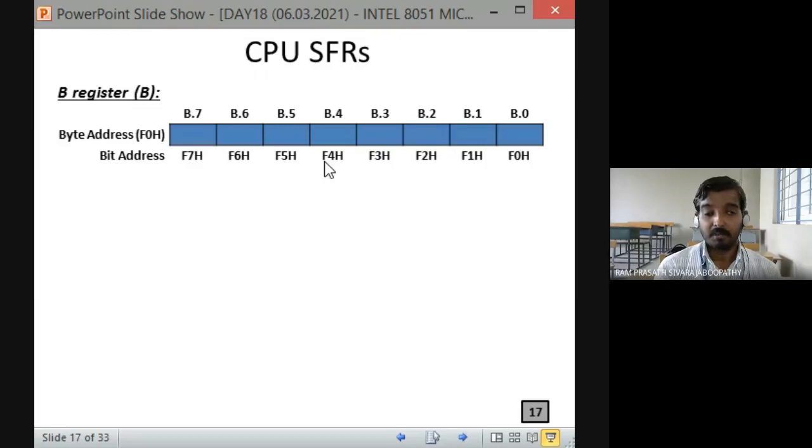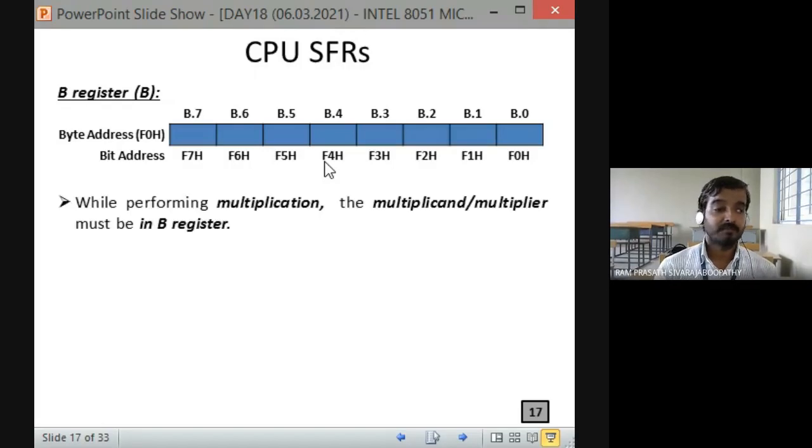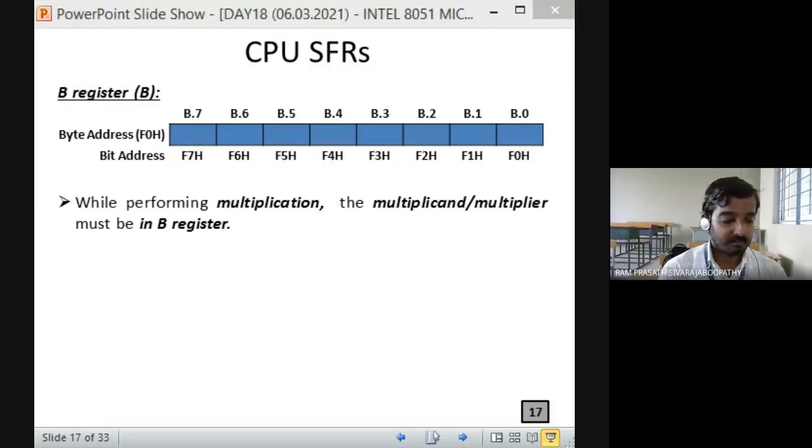Yes. Accumulator and B register are both bit addressable SFRs, which can be accessed either as an 8-bit location or as individual bits. Fine. While performing multiplication, the multiplicand or multiplier must be in the B register. Generally the multiplier. Kindly note that down.